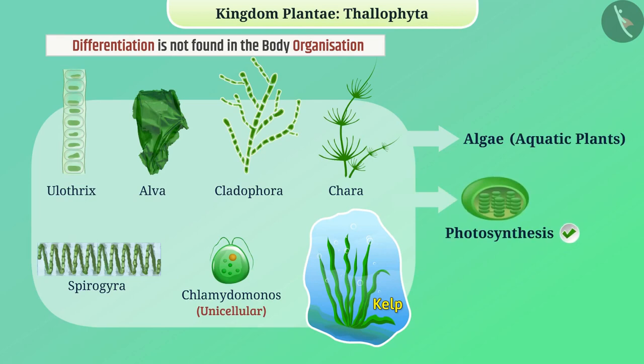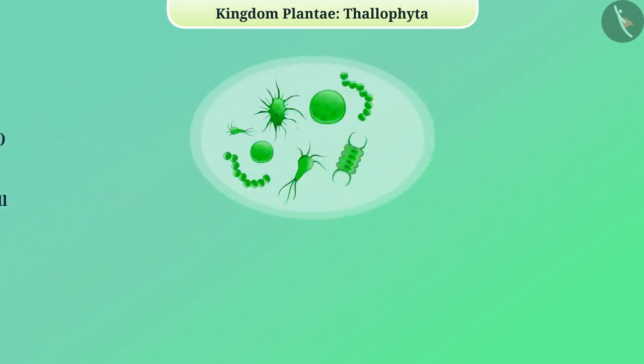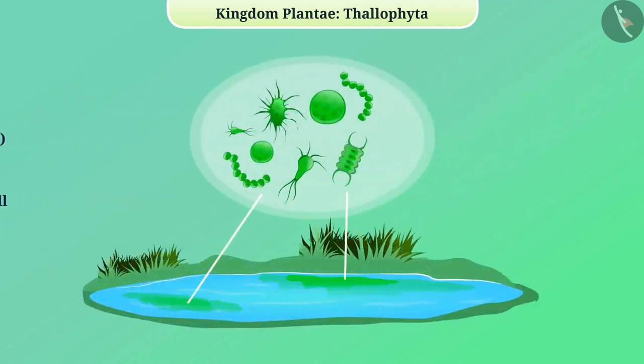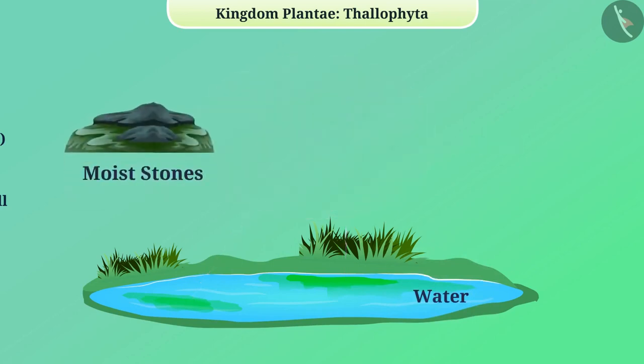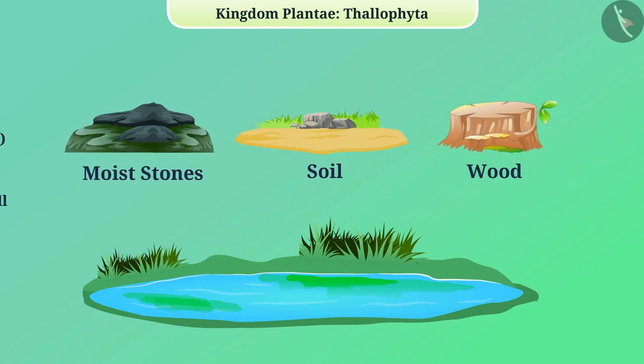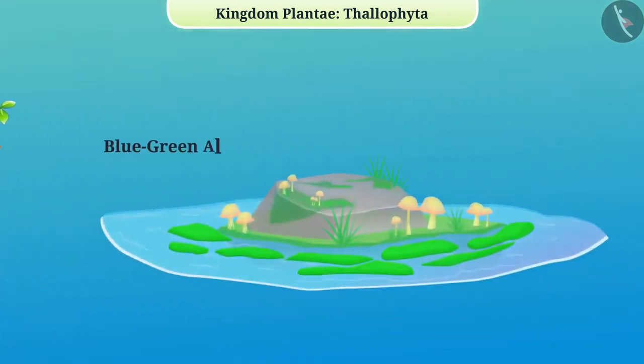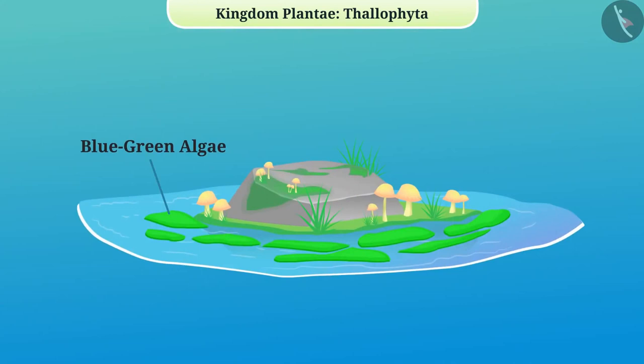They can do photosynthesis because of the presence of chlorophyll and thus can make their own food. That is, they are autotrophic. Some algae are very small and they form layers on the surface of water. These are called phytoplankton. Apart from water, thallophytes are also found in moist stones, soil, and wood. Some of these plants, such as blue-green algae, form permanent interrelationships with certain species of fungi that give various benefits to both. We call this relationship symbiosis.